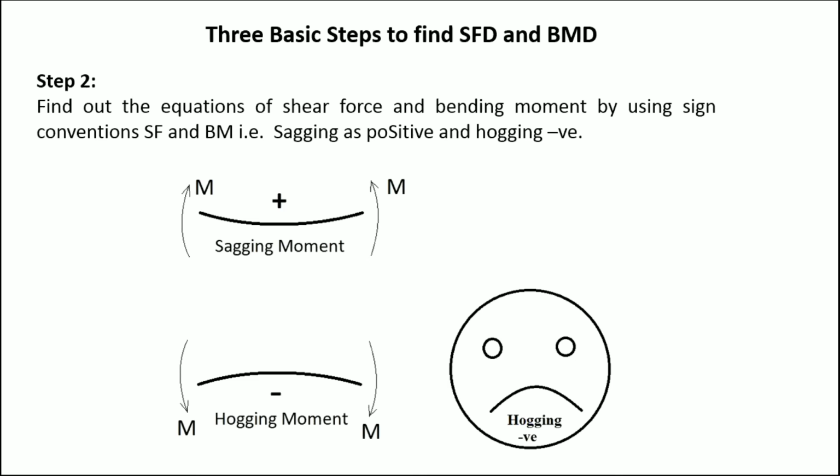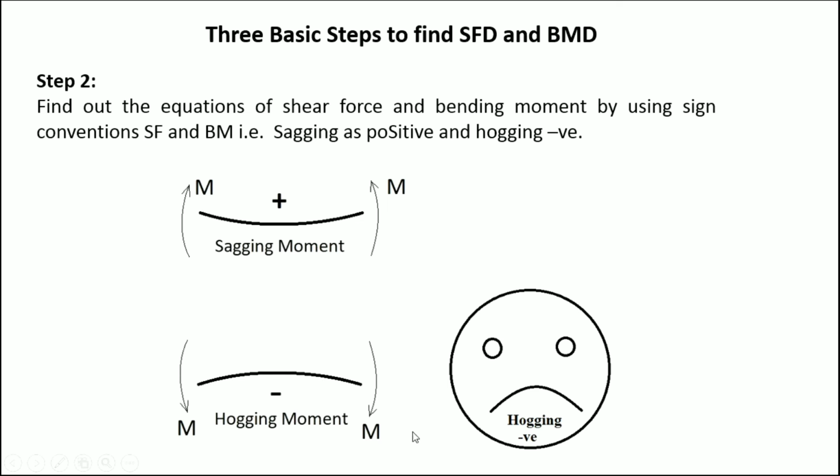Now, the second step is finding out the hogging and sagging for the shear force. That means finding out shear force equations and bending moment by using sign convention for shear force and bending moment. Here we are going to use different notations or sign conventions which are shown here. First look at the diagram at the bottom. These 2 diagrams. You can see this curve is known as hogging. Hog means the upper side of a pig, the curve of the upper side of a pig, and from that this word is derived, hogging.